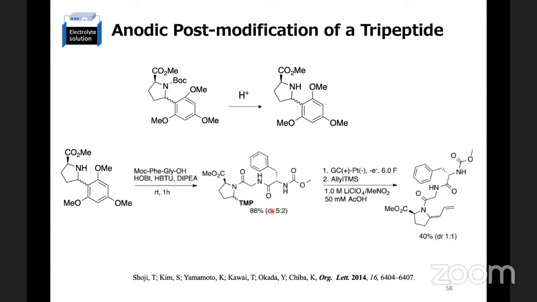One is that the trimethylphenyl group is not released during deprotection of the Boc group, and it is possible to oxidatively release the trimethylphenyl group even after the introduction of an amino acid residue with low oxidation potential, such as phenylalanine, to react with various nucleophiles after completion of electrolysis. This means that the last step is particularly important because it uses the lithium perchlorate nitromethane electrolyte solution, which we have shown many times before.